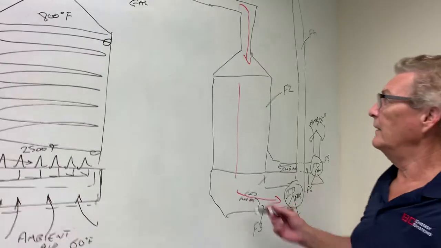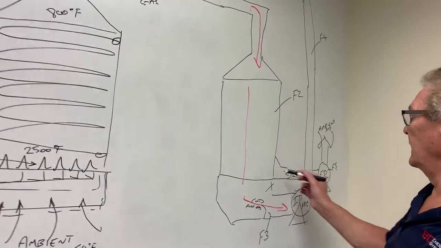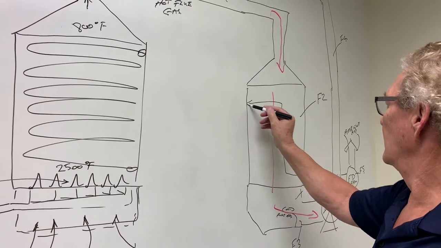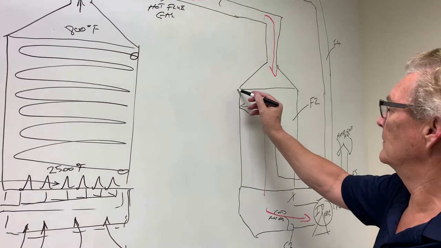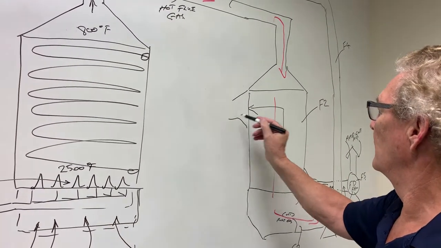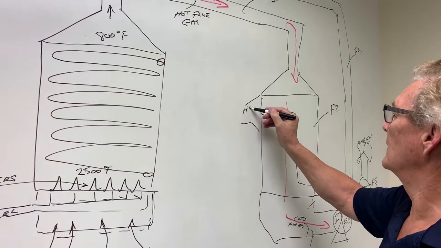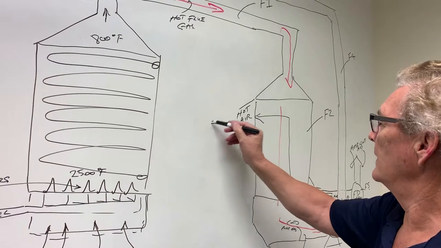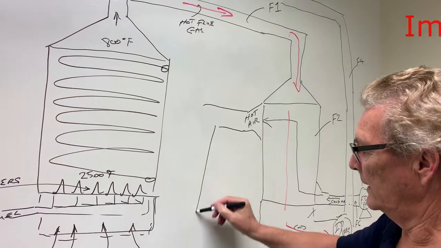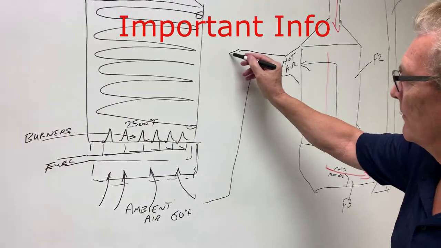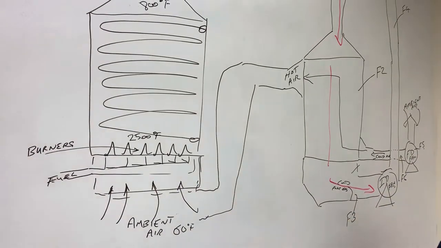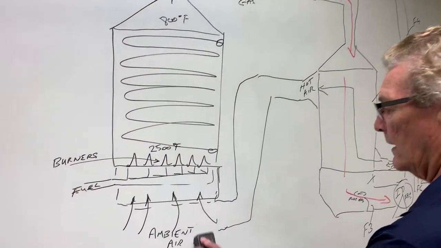Okay. Now we come out, the cold air now goes through the air preheater, like this, and becomes, now when talking, hot air. And this comes back down to here now. And so now instead of being ambient air, we're now at hot air.